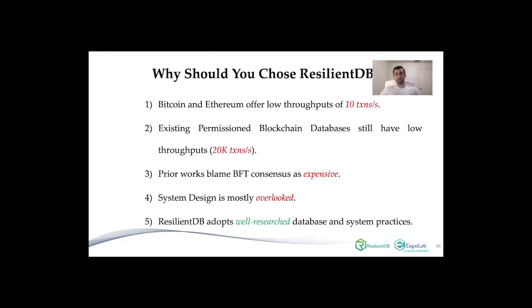Why should somebody choose ResilientDB or our architectural and implementation? Bitcoin and Ethereum offer low throughput, around 10 transactions per second. Existing permissioned blockchain databases have low throughput, around 20K per second. Everybody in the community blames the BFT consensus protocol as the expensive part of each permissioned blockchain system. They usually overlook the system design and implementation of the permissioned blockchain system. ResilientDB adopts well-researched database and system practices.